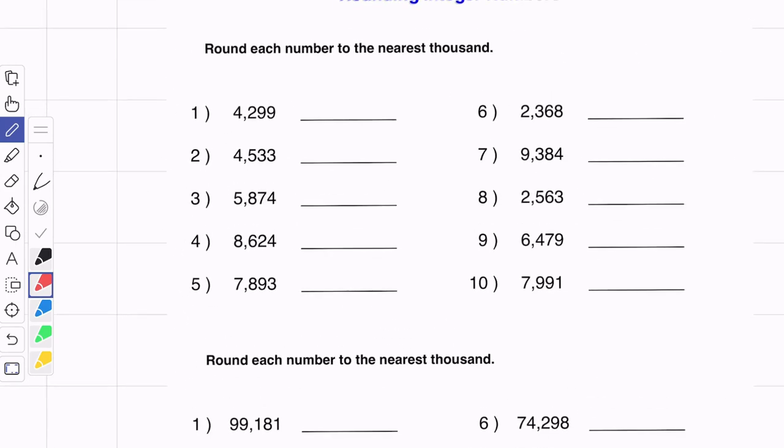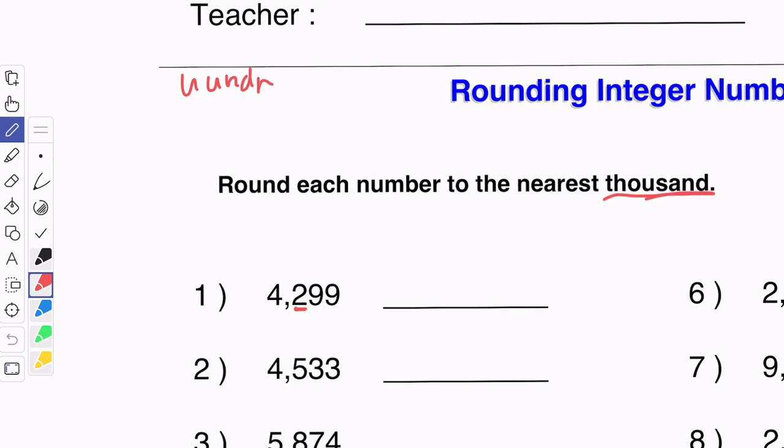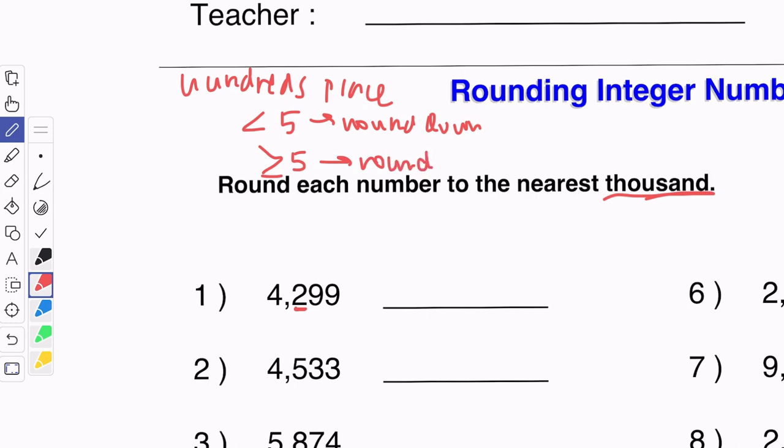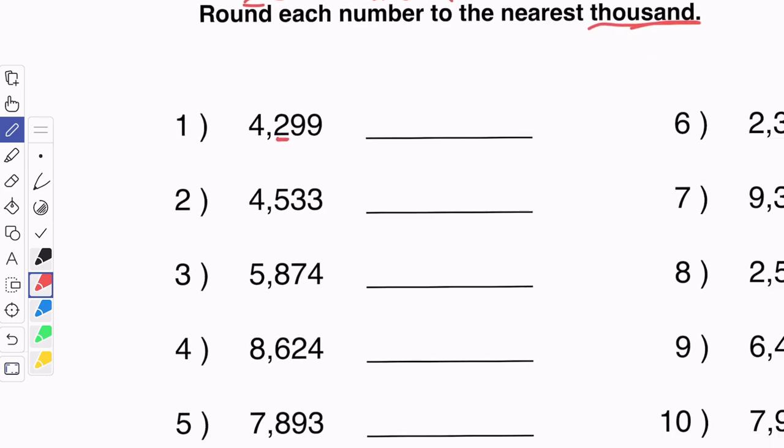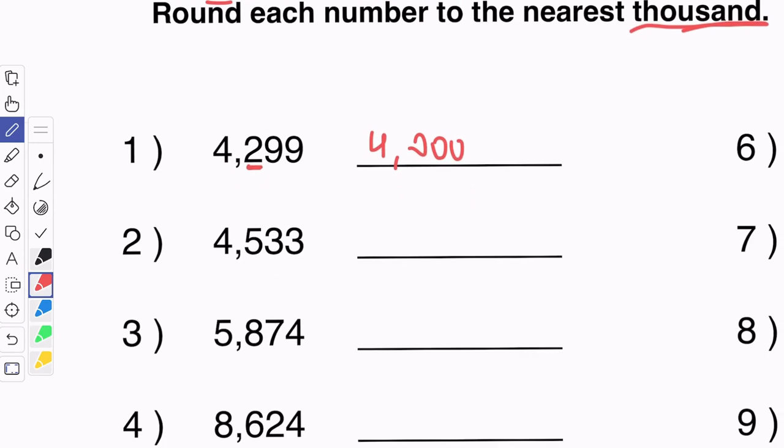Next, we're going to do to the nearest 1,000, so we're just going to get bigger and bigger. So now, our hundreds place is going to be our indicator. So if this is less than 5, then we're going to round down. But if it's greater or equal to 5, then we're going to round up. So since this is less than 5, we're going to round our entire number down to 4,000 because it's affecting the thousands.